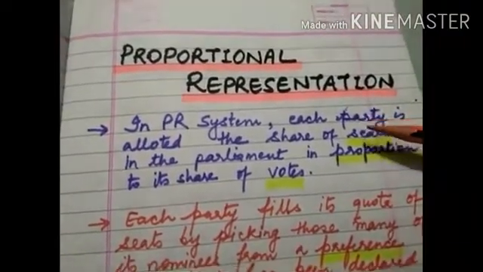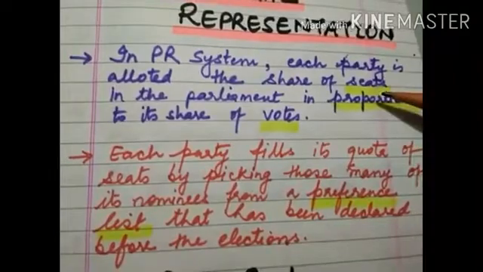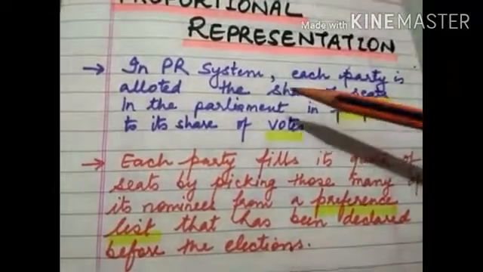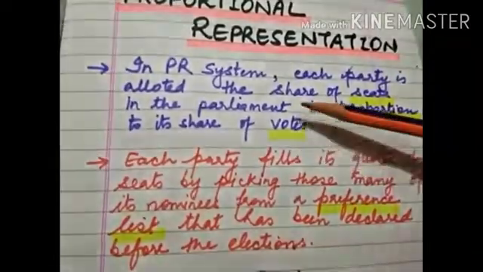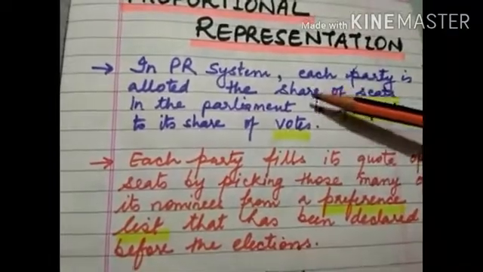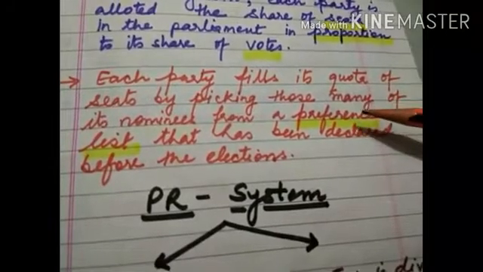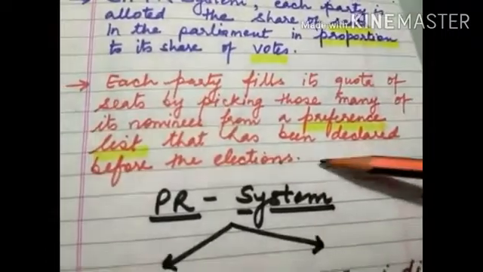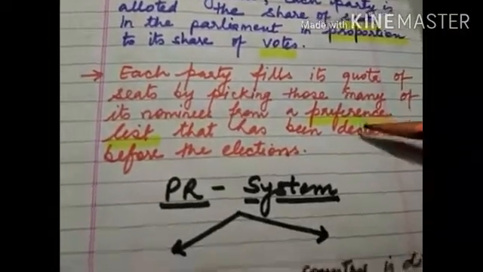Now what is proportional representation? In PR system, each party is allotted the share of seats in parliament in proportion to its share of votes. Means in the proportional representation system, at the time of elections, in proportion to the votes a political party has secured, all parties will fill the seats in the parliament, and each party fills its quota of seats by picking those many of its nominees from a preference list that has been declared before the elections. And the party prepares a preference list to fill seats with candidates.